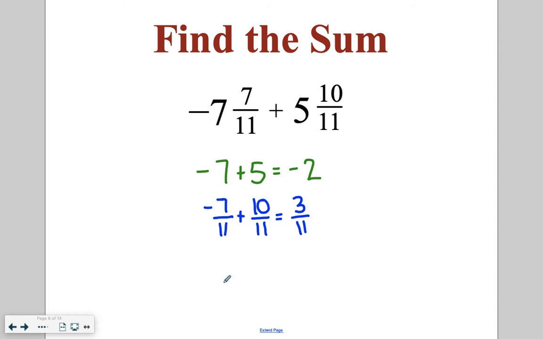Then, when I put my number back together, I've got negative 2 and I've got a positive 3/11. So what that means is I need to go up 3/11 from negative 2. So that's going to get me to negative 1 and 8/11. So we went up to the next number, and then we went up 3 more spaces, which gets you to 3 out of 11. So your final answer here is negative 1 and 8/11.